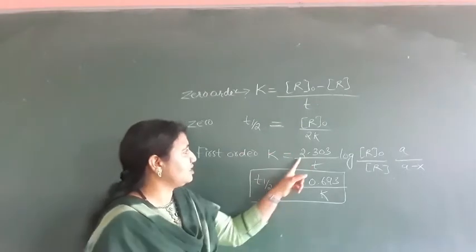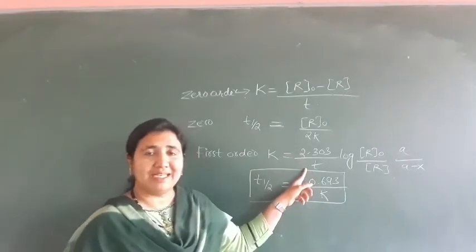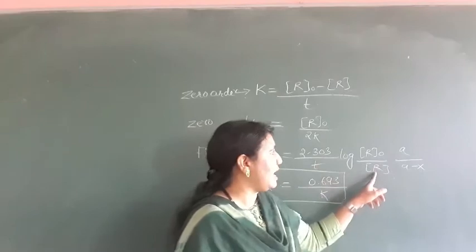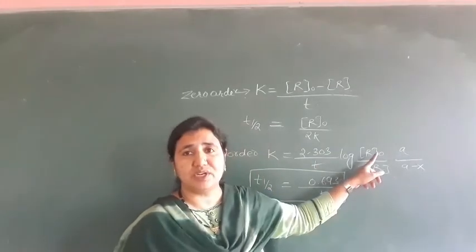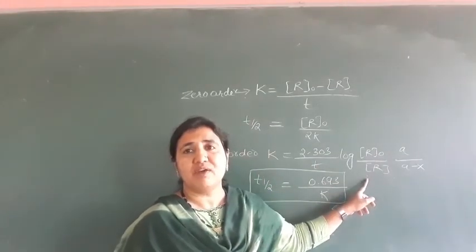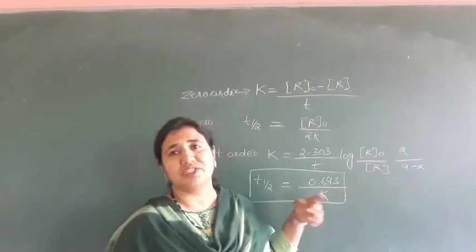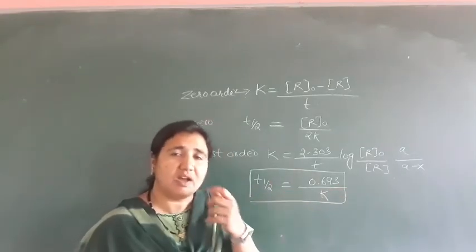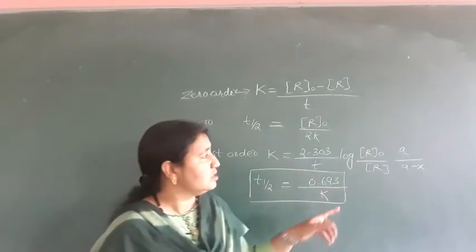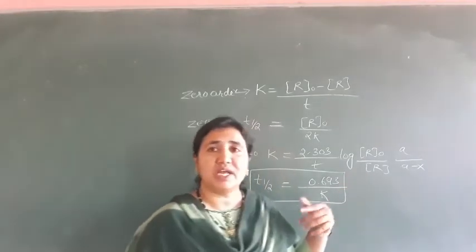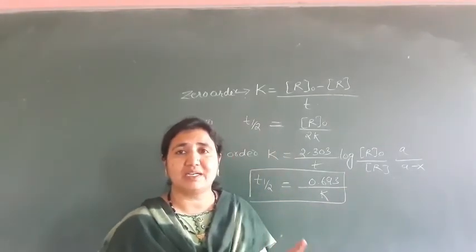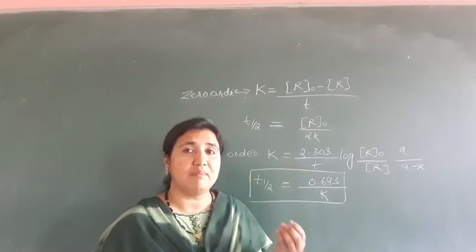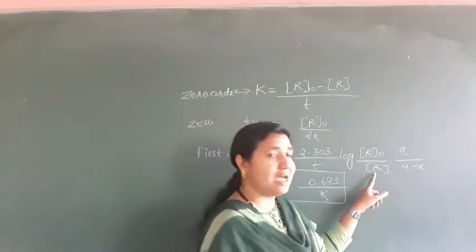For first order reaction, 2.303 by t log R naught by R. R naught is the initial concentration. R is the final concentration, the concentration left after the reaction is completed. What concentration of the reactant is left after the completion of the reaction, that is R here.